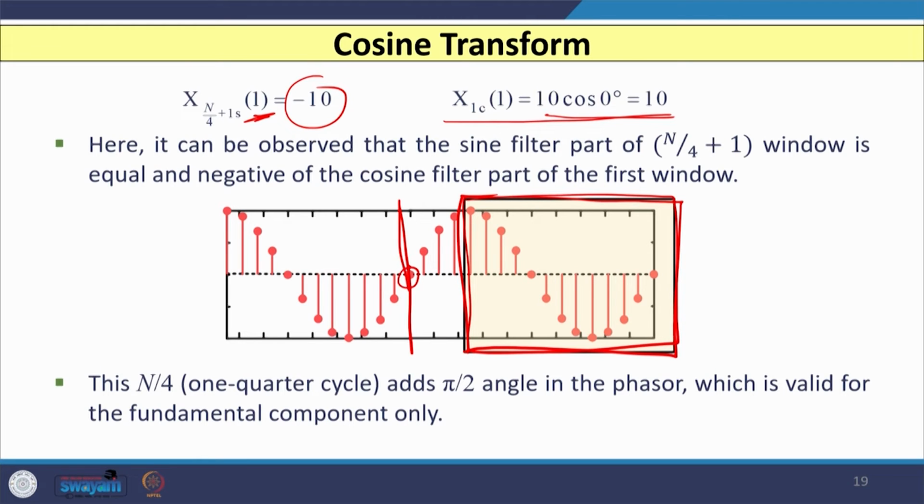Also we have to understand that this n by 4 quarter cycle, which is going to add a pi by 2 angle in the phasor, is valid only for the fundamental component. If you consider harmonics or any other term like the third harmonic or fifth harmonic, then this is not valid.